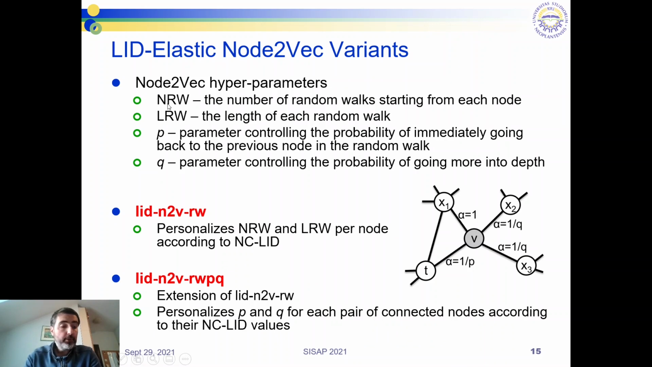Besides P and Q, node2vec has 2 additional parameters. These are the number of random walks which we start from each node, and the length of each random walk. So now that we have introduced all this, we can introduce our 2 extensions, modifications of node2vec, with these lovely names. I will try not to pronounce them. The first one of them modifies or personalizes the number and length of random walks for nodes according to their NCLID, and the other one does this, but also personalizes P and Q for each pair of connected nodes, also based on NCLID.